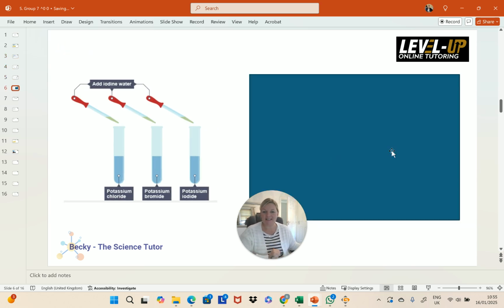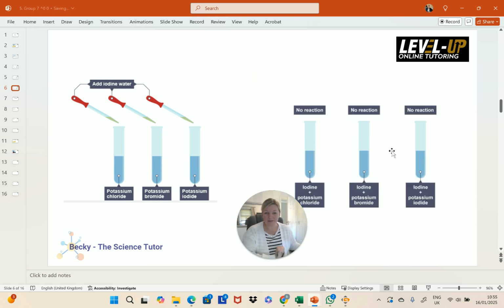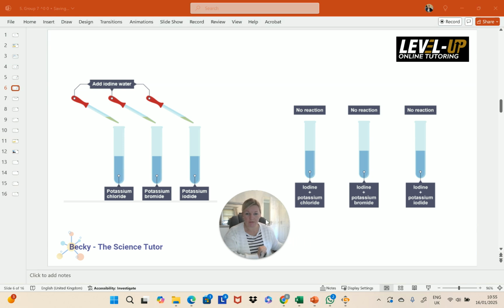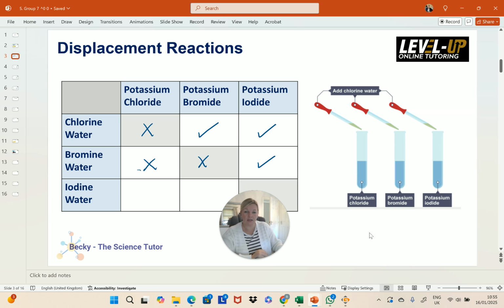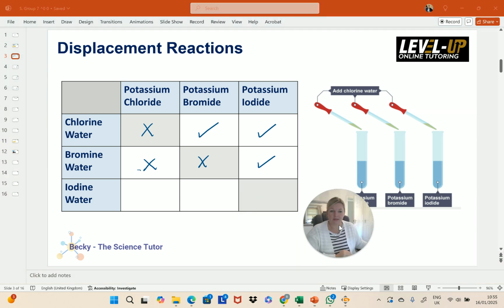We're adding iodine to the chlorine, bromine and iodine. Do we think there's going to be any chemical reactions? Nope. No chemical reactions. Nothing happens between the three. As suspected, you probably thought, well, no, iodine's not going to react with iodine. But in the first two as well, it's not reacted with chlorine and it's not reacted with bromine. So if we go back to our little table, we have no reaction, and no reaction.